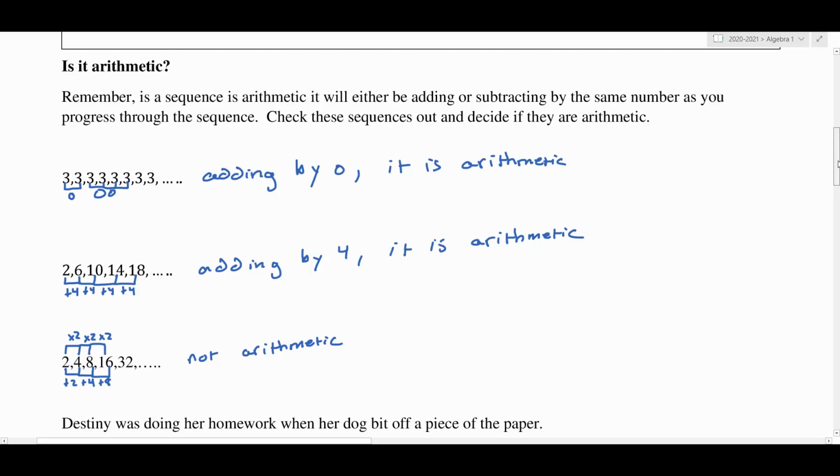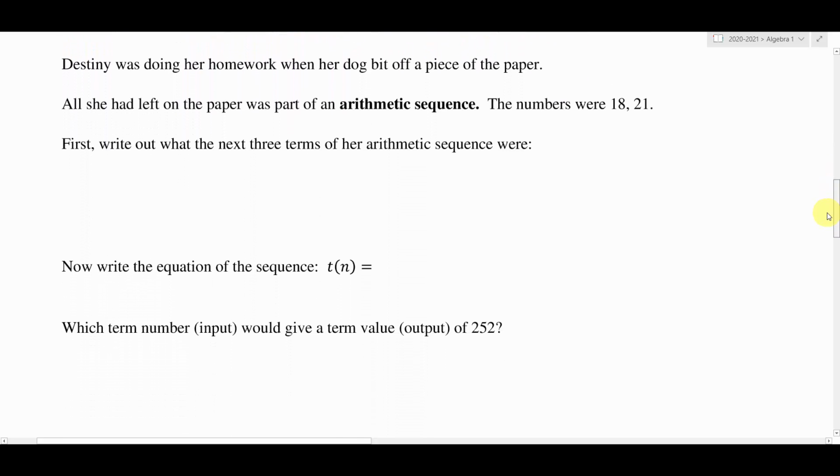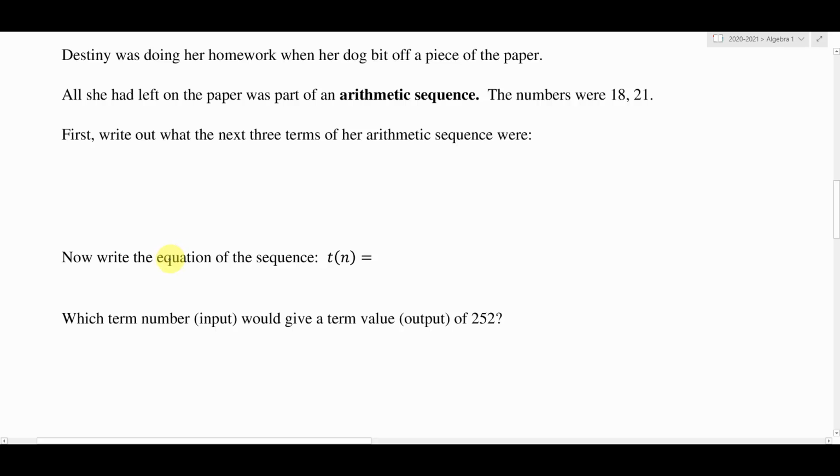Let's start to look at some applications. We're going to try and transition over to some applications, and these are going to be some goofy applications just to try and have fun here. All right, so we have Destiny. She was doing her homework, and her dog came over and bit a piece of the paper off, right? So she lost part of her sequence. The only thing she had left were these two numbers of her sequence, so it's 18 and 21, right? So if I'm looking at term 1 of Destiny's sequence, it is 18 and term 2 is 21. Now she knew before the dog bit the paper off that this was arithmetic. Okay, so she should be able to continue the sequence here.